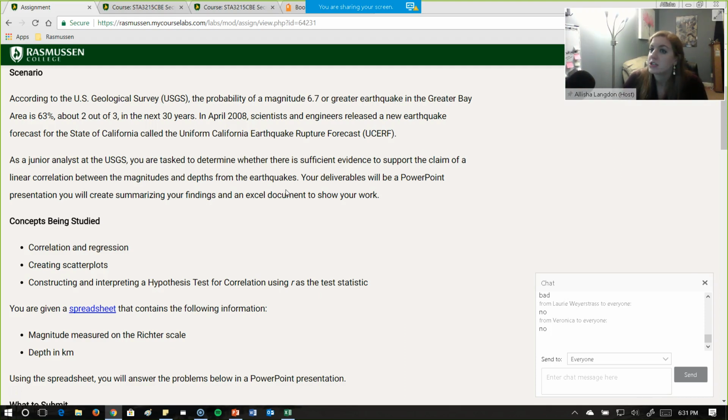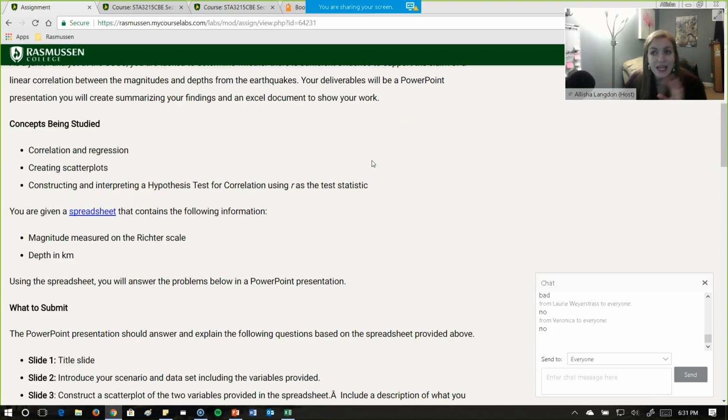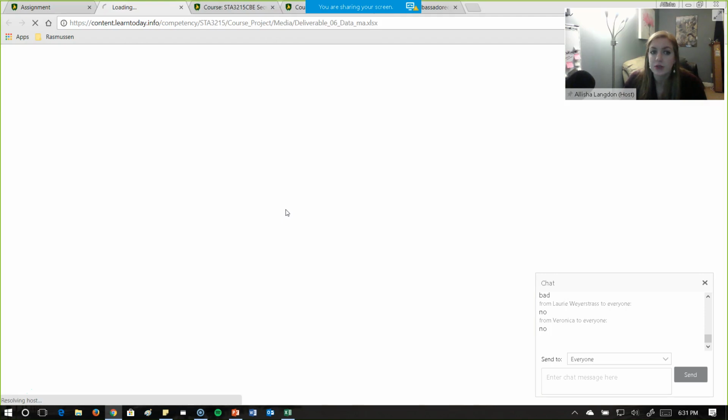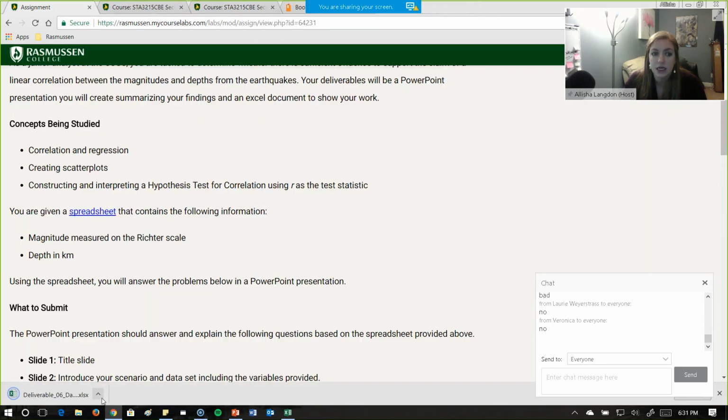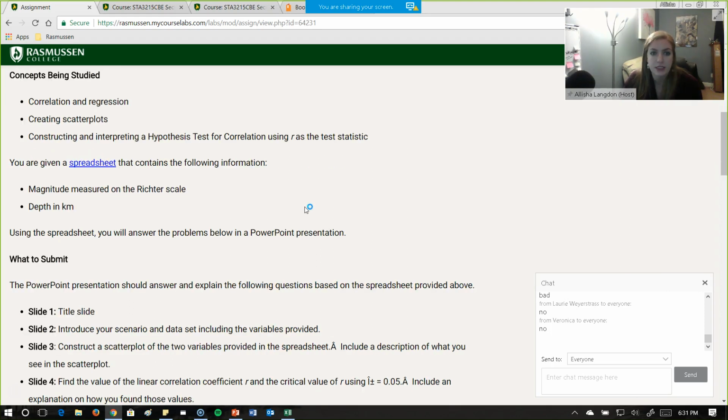So this week we're actually going to do a PowerPoint instead of a Word document. So it's a little bit different. So basically you're given a spreadsheet. So you're going to download that spreadsheet and it's going to give you information and you'll do your calculations on the spreadsheet and you will turn in that spreadsheet as well along with your PowerPoint.